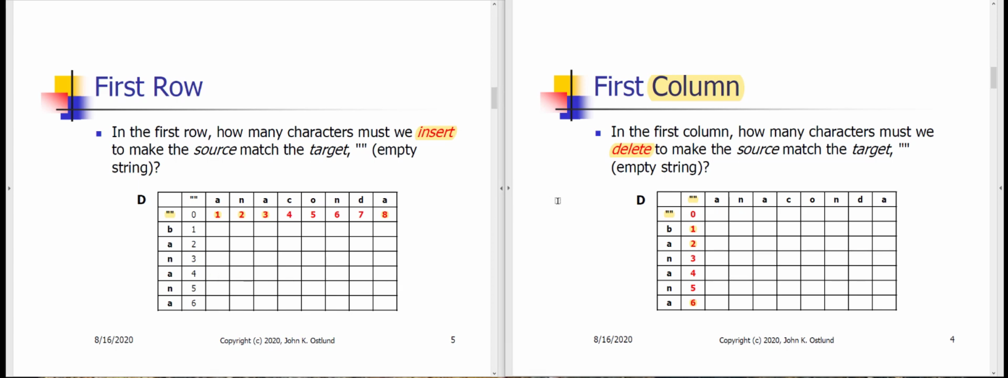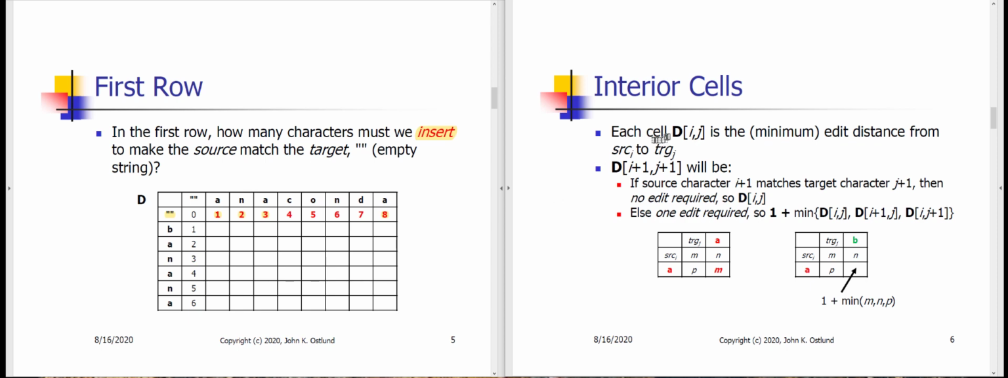So far, so good. Those are pretty straightforward. Now we want to answer the general question. If we've got some particular cell in this matrix, our intention is that it should tell us the minimum edit distance that it takes to get the source up to that row I to match the destination up to the column J.